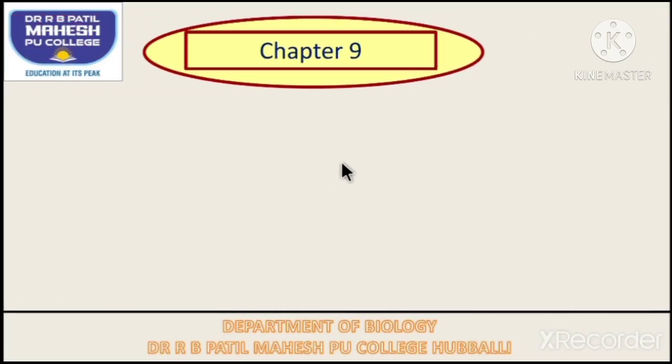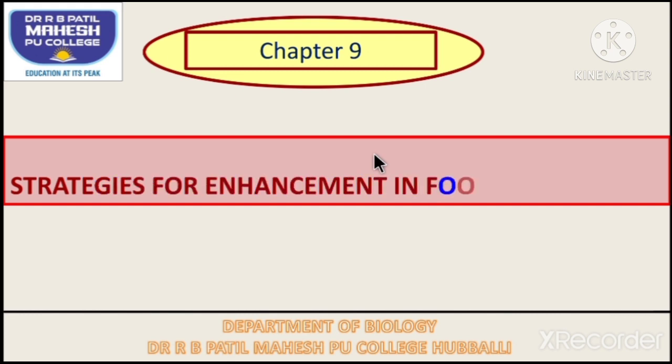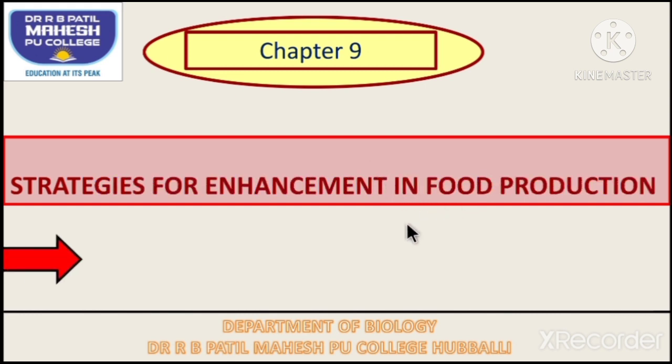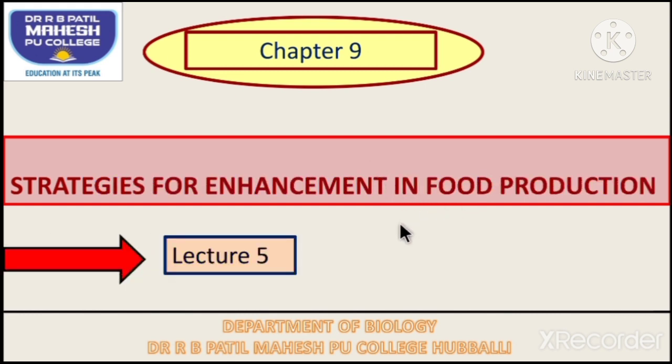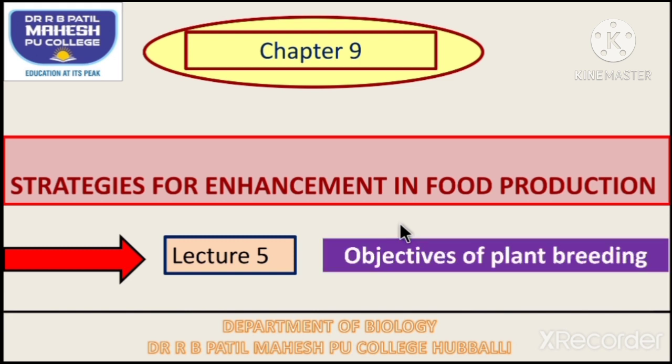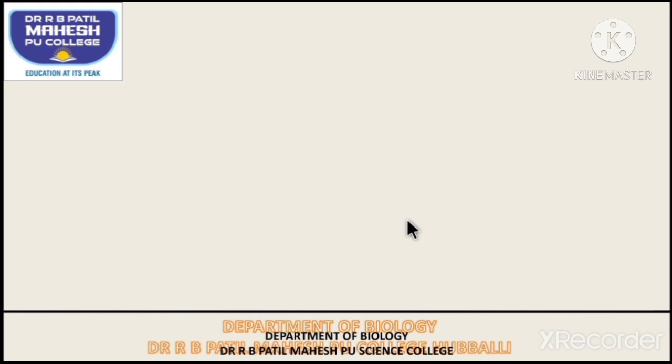Welcome back to chapter 9, Strategies for Enhancement in Food Production. Today in this video, that is in lecture 5, let's try to understand the objectives of plant breeding.